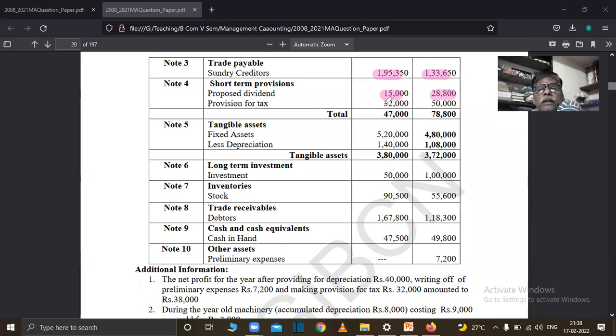You may prepare the account or you may consider these two as current liability. If you consider these two as current liability, these two items decrease. Provision for tax decreased. Proposed dividend also decreased. So decrease comes in the increase column. If there is no adjustment, but there is adjustment, you have to prepare the account.